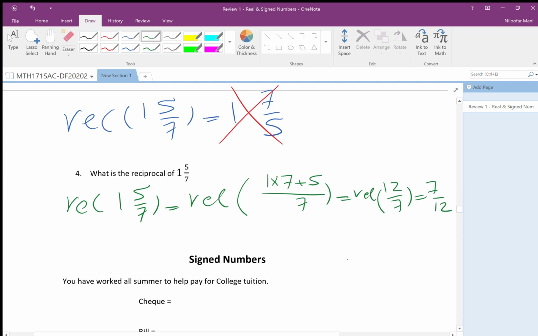Remember, reciprocal doesn't mean you just flip it. No. Here, I have to first go to a fraction. From a mixed fraction, I go to a fraction, and then I flip it. This is a mixed fraction because I have a complete 1, and then from the second one, I use 5 over 7.